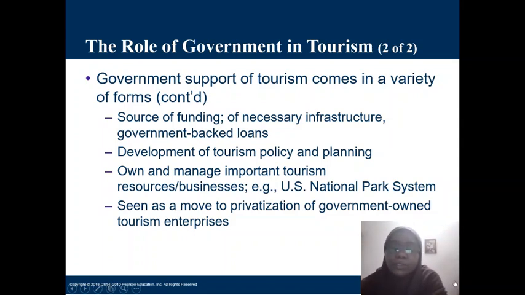The government also helps in developing policies and planning so as to ensure that the tourism industry is growing well. They own and manage important tourism resources. For example, you have the US National Park System. So this is also one of the ways in which the government participates in the tourism industry. There is also a move toward privatization of government-owned tourism enterprises. So all these are ways by which government supports tourism.